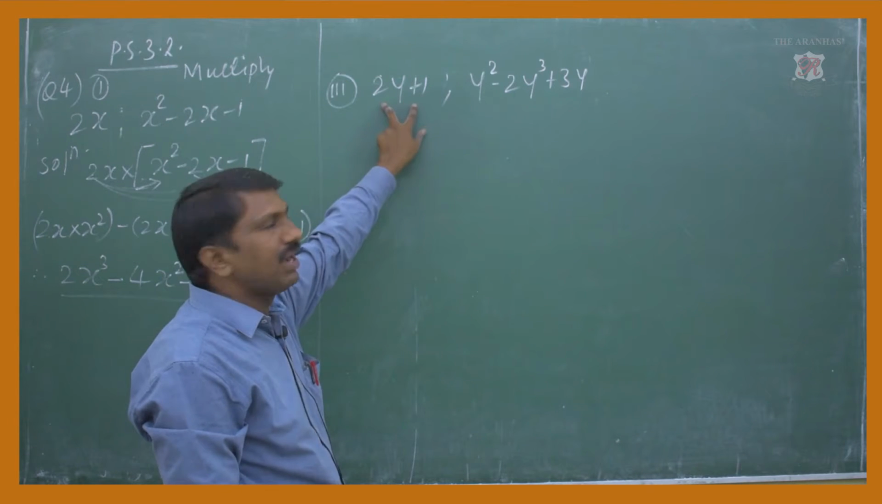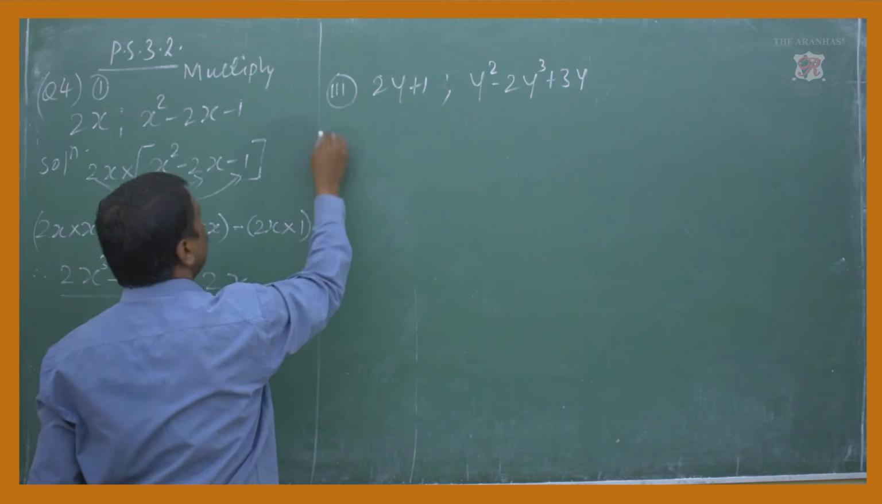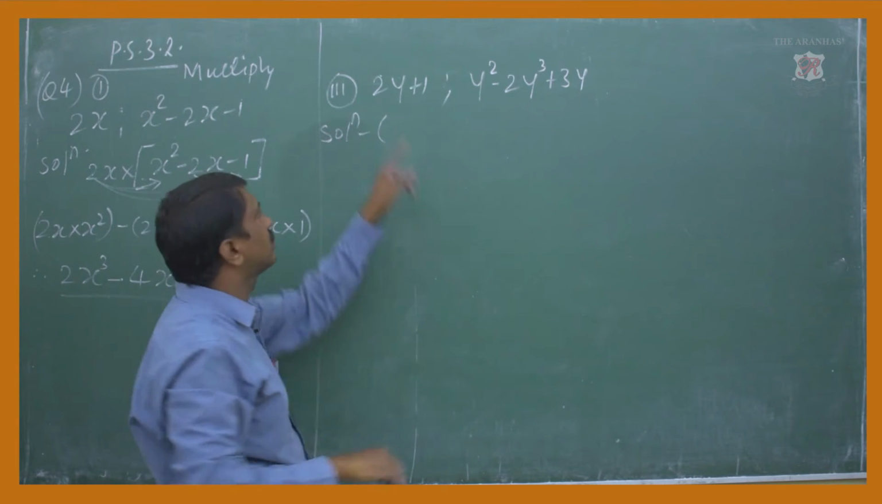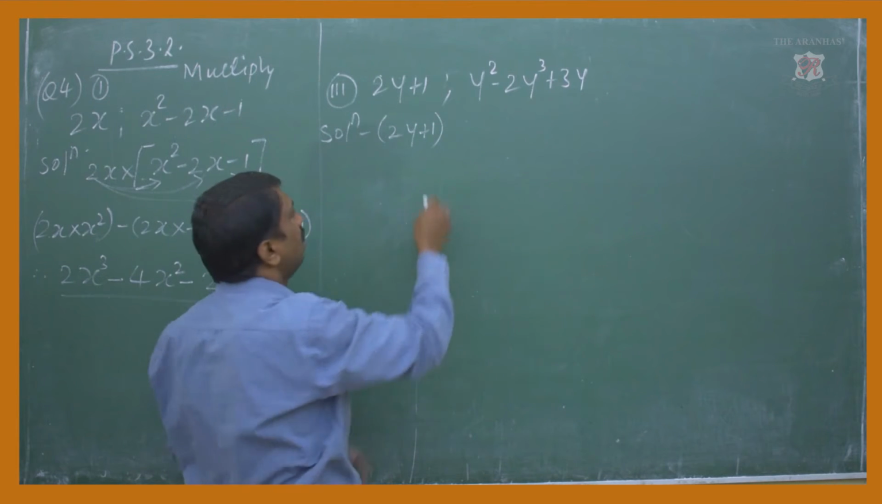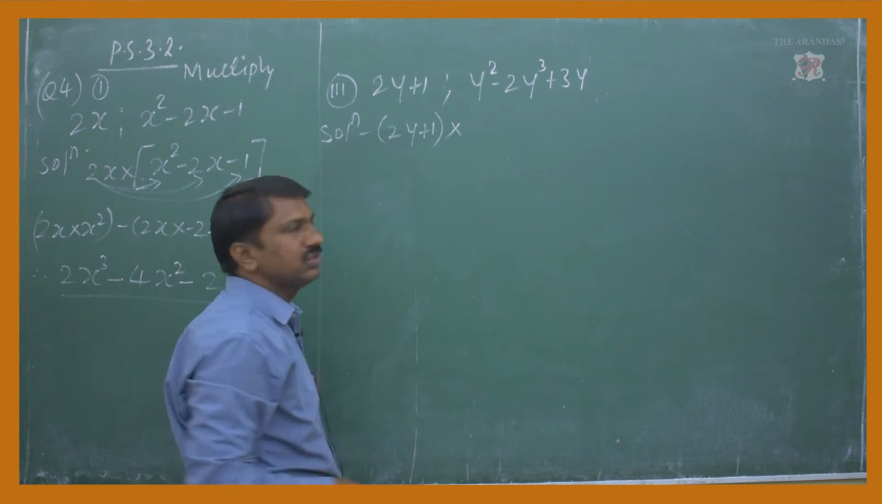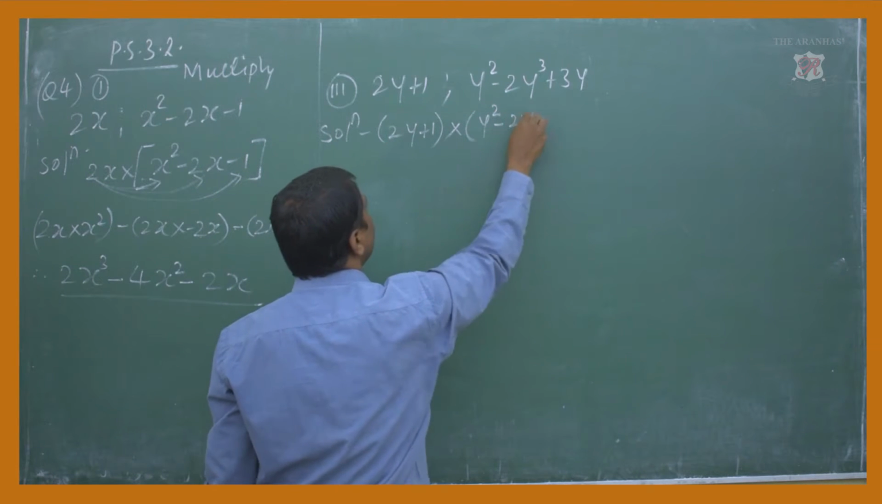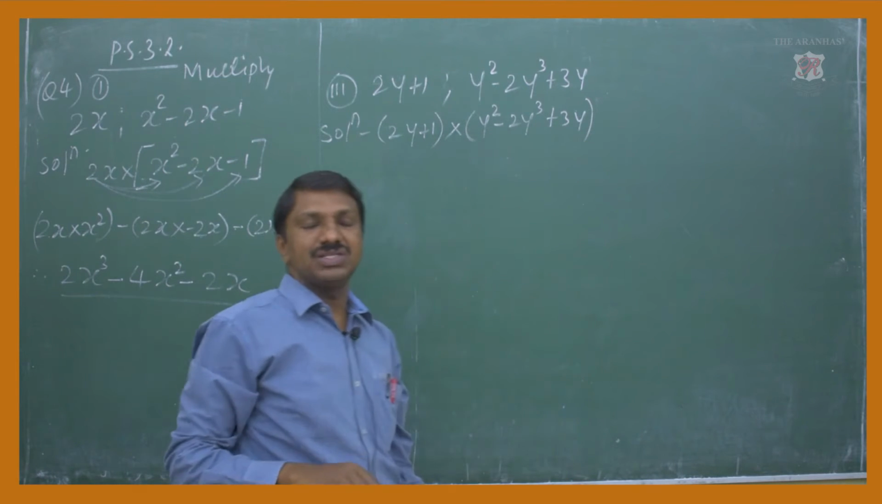This is two terms, which means binomial, and three terms, which means trinomial. We have to do the multiplication. In the solution we will write and keep the bracket. The first polynomial is 2y plus 1, complete the bracket, then multiplication. The second polynomial is y square minus 2y cube plus 3y. So the second polynomial is also written.